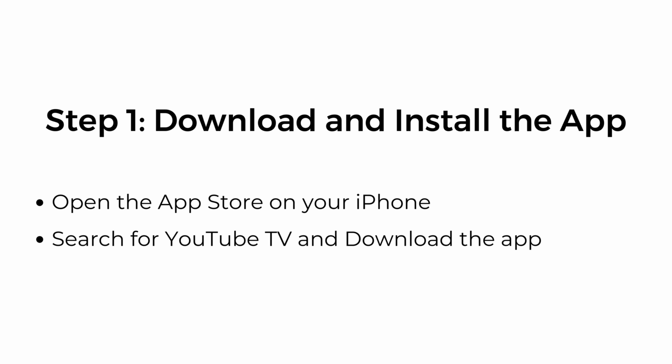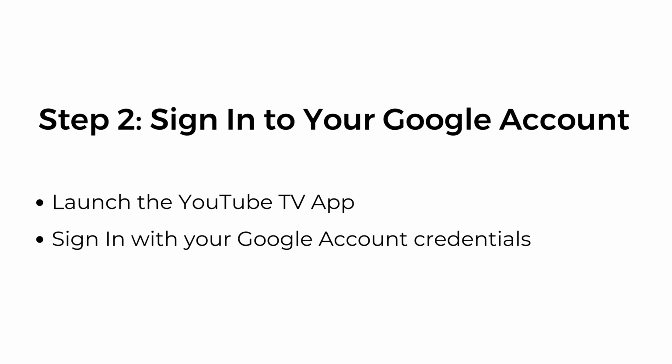Step number 1, download and install the app. Open the App Store on your iPhone, search for YouTube TV, and download the app. Step number 2, sign into your Google account. Launch the YouTube TV app. Sign in with your Google account credentials.